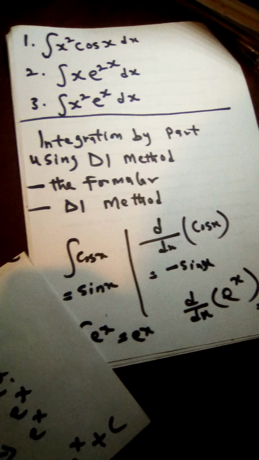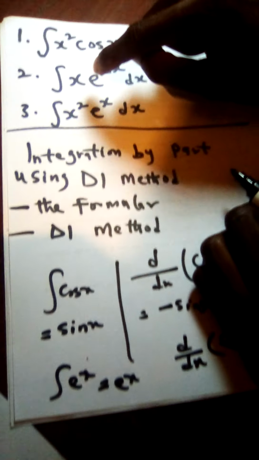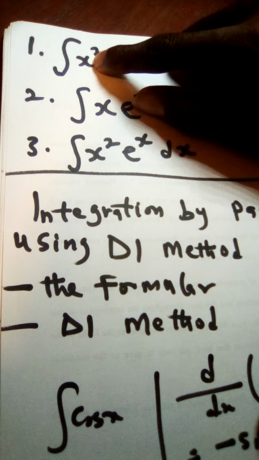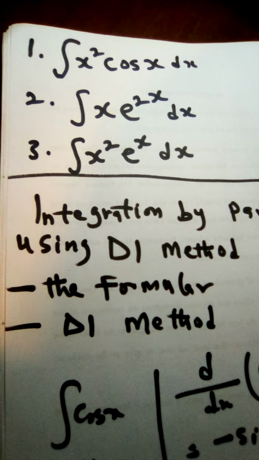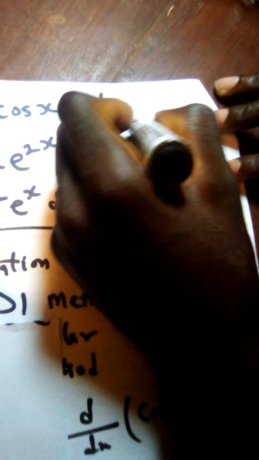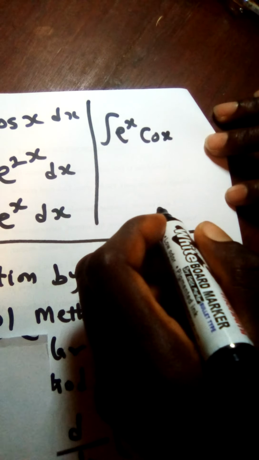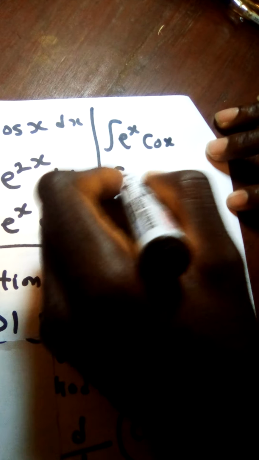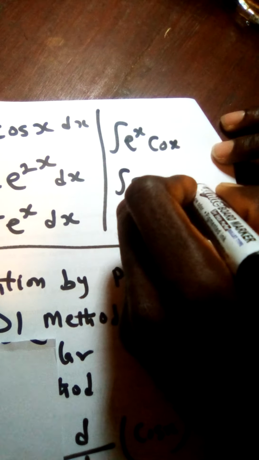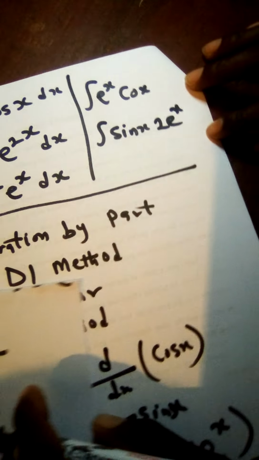Now take note, this DI method only works for questions where you will see x squared, such that when you differentiate this x squared, you will easily get a 0, like we got 0 in all the 3 questions we solved. Now also note that this DI method is not going to work for questions like exponential x cos x. It will not work for questions like this.